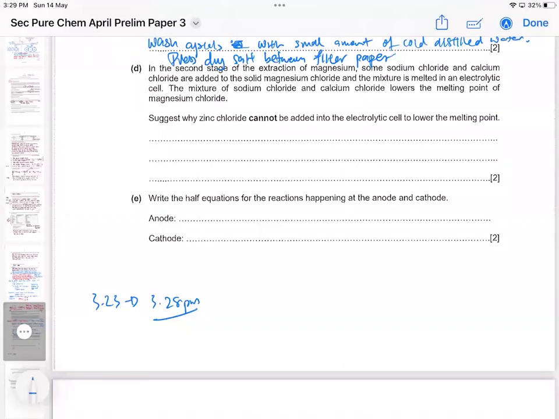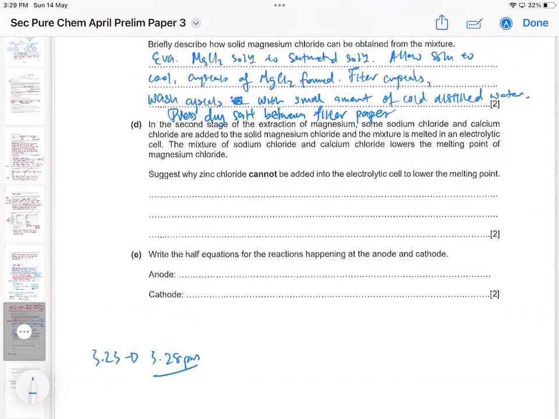Reduce melting point of aluminum oxide by adding an impurity. So in this case, for extraction of magnesium, some sodium chloride, calcium chloride is added. Okay, so the question says why zinc cannot be added. You should have seen the reactivity of the metals used. If you were to use zinc, zinc is actually lower than magnesium. So if that's the case, then zinc will undergo preferential discharge compared to magnesium. That doesn't work anymore. Whereas the other two impurities that were added, sodium chloride and calcium chloride.